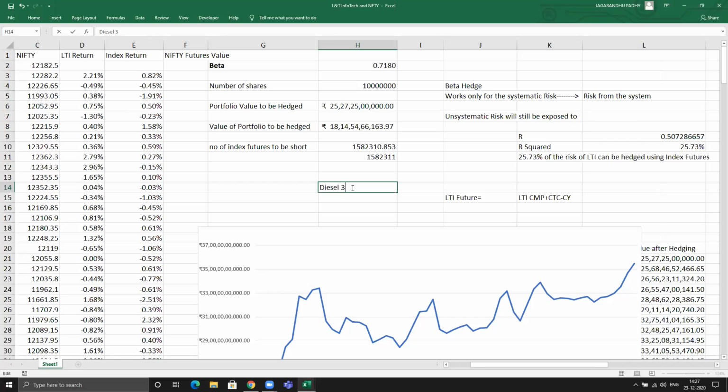You have a diesel requirement 3 months from now, and you are worried that the diesel price may go up later. So you want to hedge this exposure, hedge this position. So what position will you take in diesel futures if it had been available?